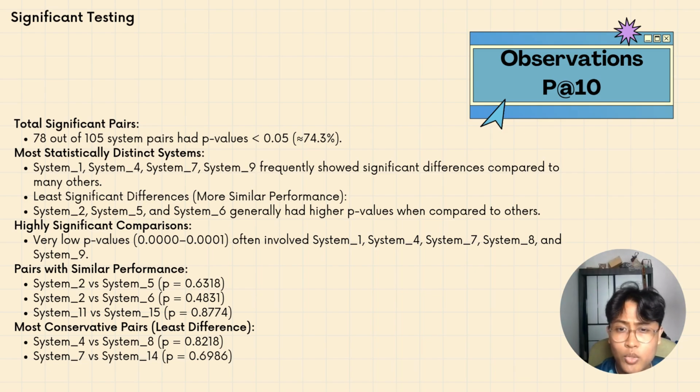Systems such as System 2, 5, and System 6 exhibit more similar performance with higher p-values. Highly significant comparisons often involve top-performing systems, while pairs like System 4 versus System 8 and System 7 versus System 14 show the least difference, indicating conservative performance.